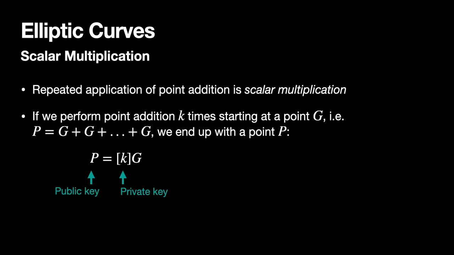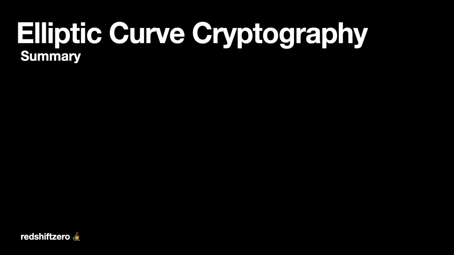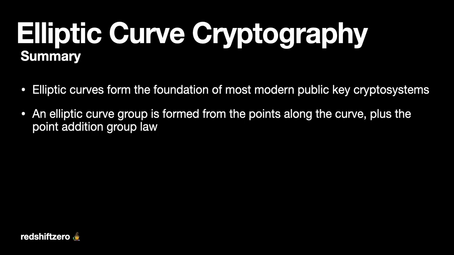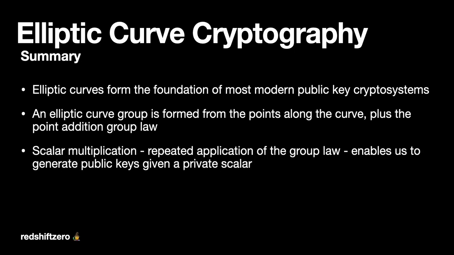So, in summary, we've seen that elliptic curves form the foundation of most modern public key crypto systems. We've seen how we can form an elliptic curve group from points on the curve. We've also introduced the group law. And we've seen how scalar multiplication is used to generate public keys given a private scalar. So I hope this has been a helpful introduction.